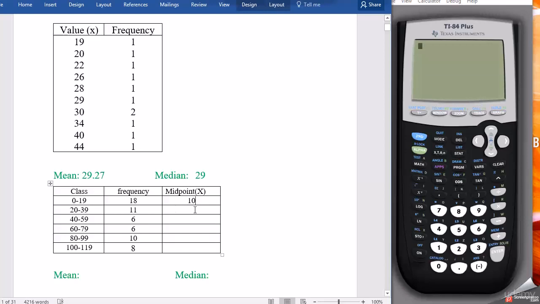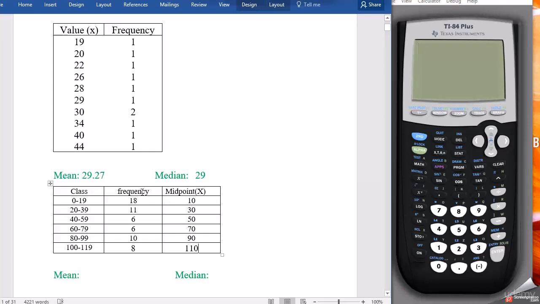So to find the next midpoint, we're going to add 20 plus 40, that's 60, divided by 2, that gives you a 30. Next, we add 40 plus 60, that's 100, divided by 2, that gives you 50. Now we have a pattern. This is going up by 20, so the next should be 70, followed by 90, and then we have 110. So when you do the first two or first three, you now see a pattern, then you can now continue to add a particular number.